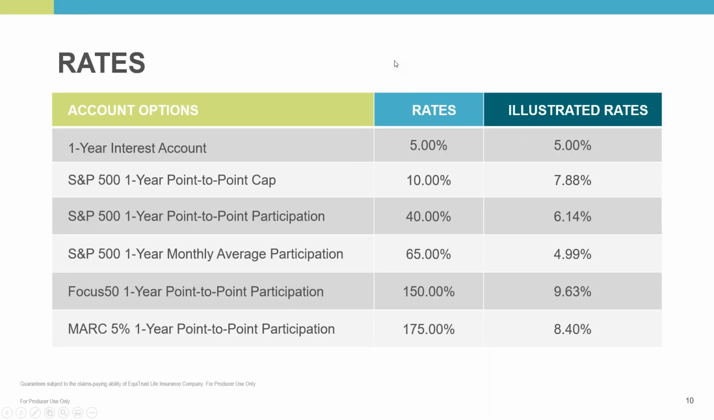Here's a look at the current crediting options and what those rates look like presently. Right now, you've got a fixed account currently at 5%. You have 3 different S&P 500 options. Probably one of the ones that's being utilized the most right now is the standard, straightforward, typical S&P 500 annual point-to-point with a cap design, which is currently at 10%.